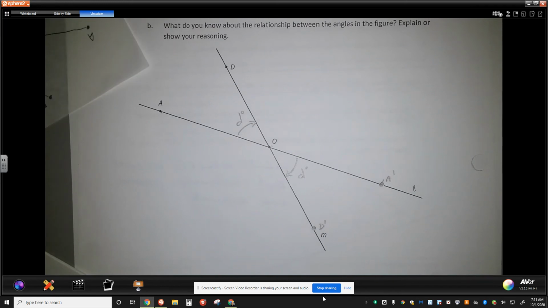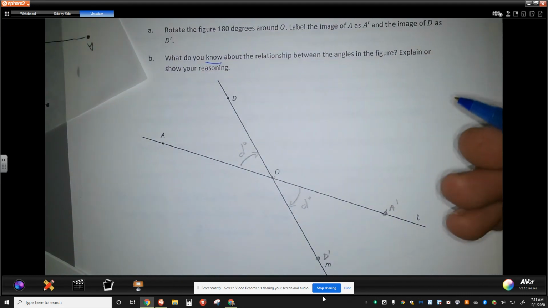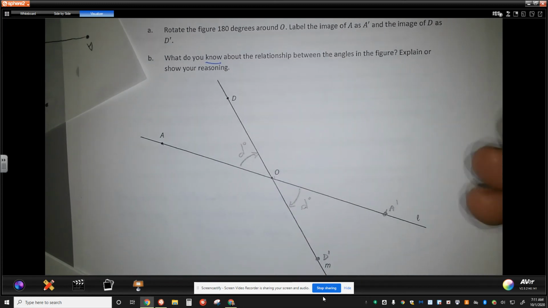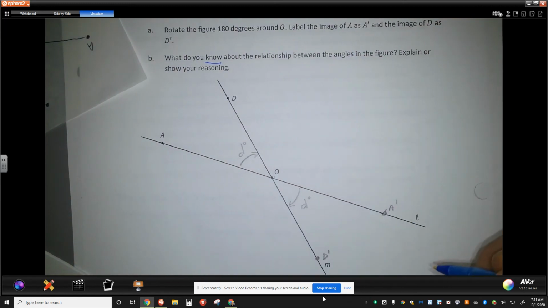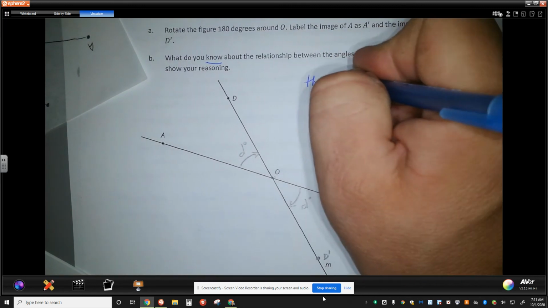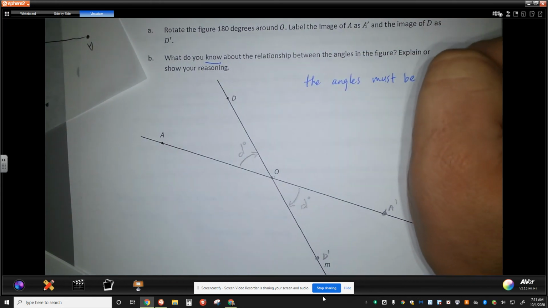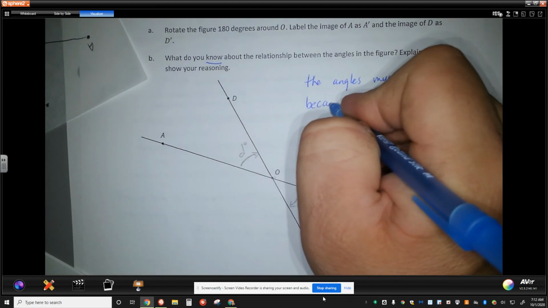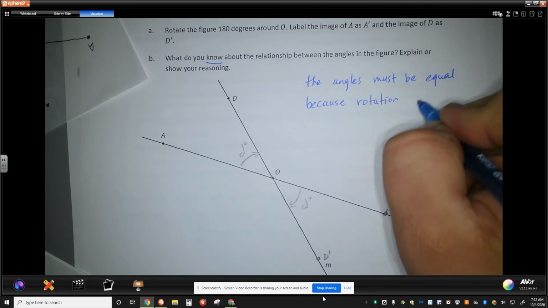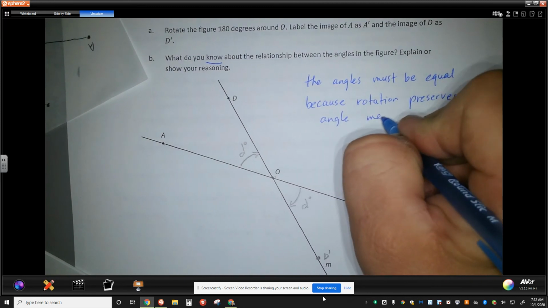So what do you know about the relationship? In this case, it says, what do you know about the relationship instead of what do you notice? What I know about the relationship between two angles in this figure is that these two angles must be equal to each other. And what do I know about the angles? The angles must be equal because rotation preserves angle measures.